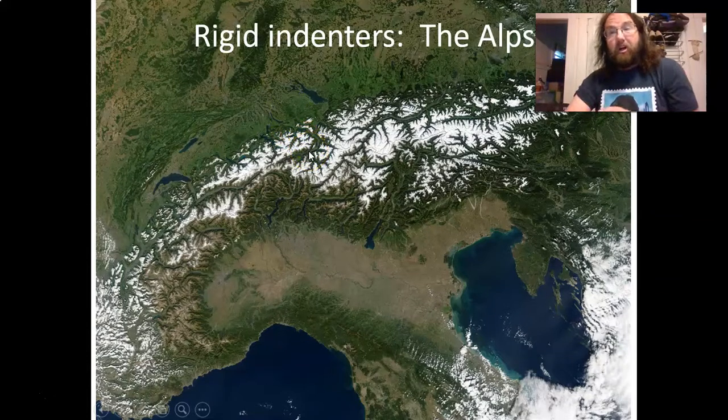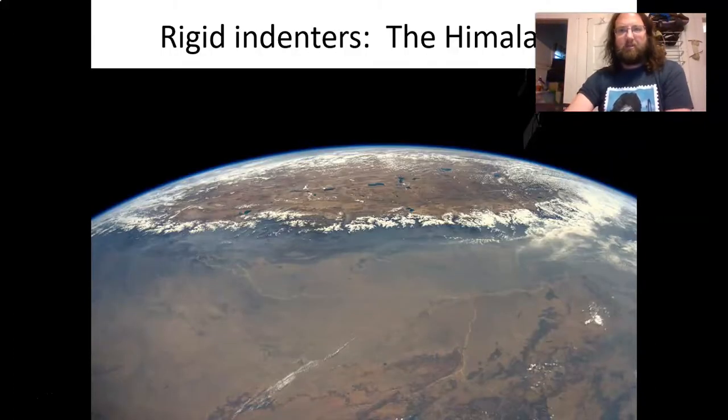Now, if you have a very large block of continental crust that gets dragged down with another large block of continental crust, you're going to get a lot of reverse faults. Everything's going to be at low angle, and you're going to get, boom, the Himalaya.